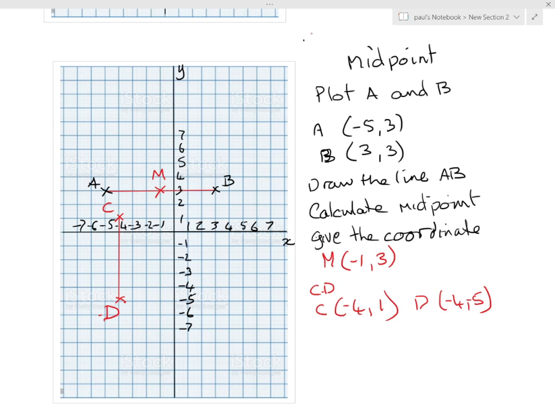And the midpoint. So 1, 2, 3, 4, 5, 6 squares. So you can go up or down from the end. 3 squares, 1, 2, 3. There. There is the midpoint. And that has a coordinate of minus 4, minus 2. So the midpoint becomes minus 4, minus 2.